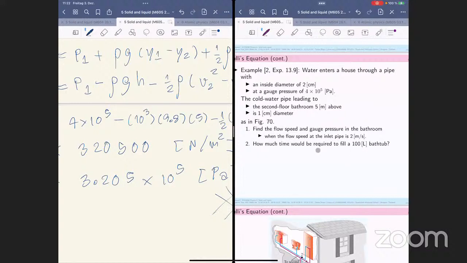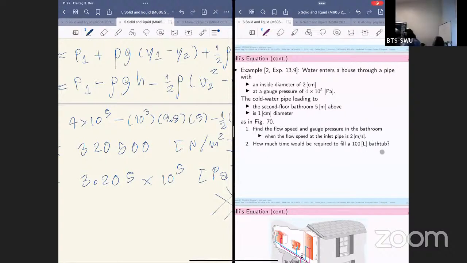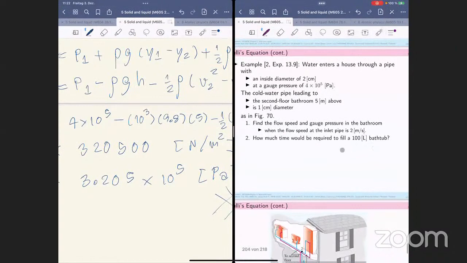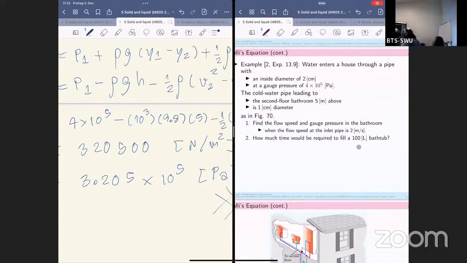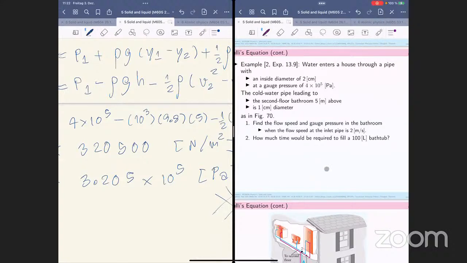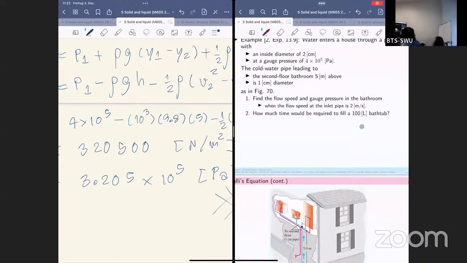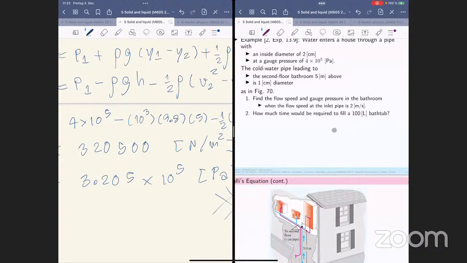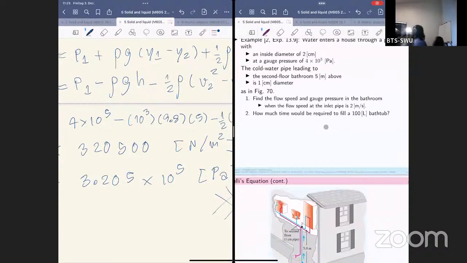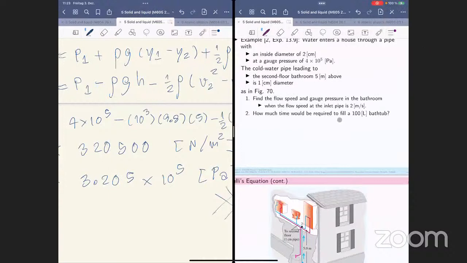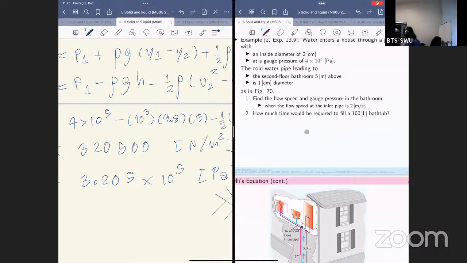How much time would be required to fill a 100 liter bathtub, right? If you want to lay down inside your bathroom, you need 100 liter of water, like a jacuzzi or something like that. They want to know how much time you need to wait if you open the water tap. You may go somewhere else to do something, and you don't have to wait for that. Use the physics to determine how much time you're going to wait for the water to fully fill that bath.